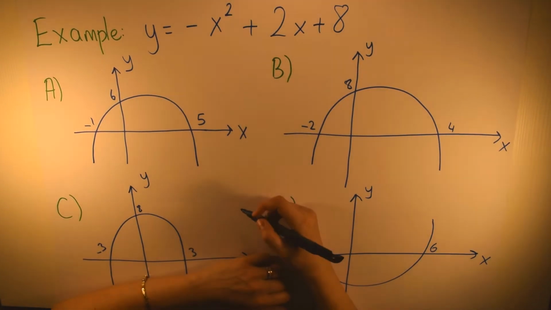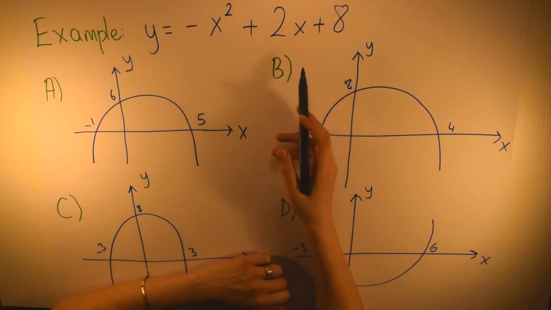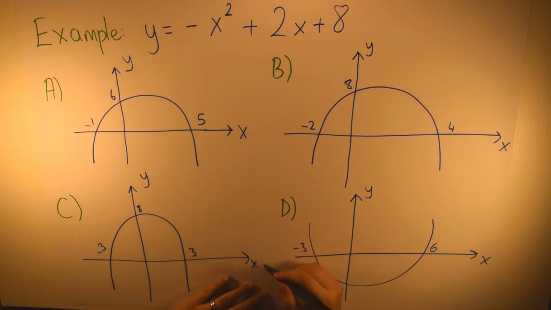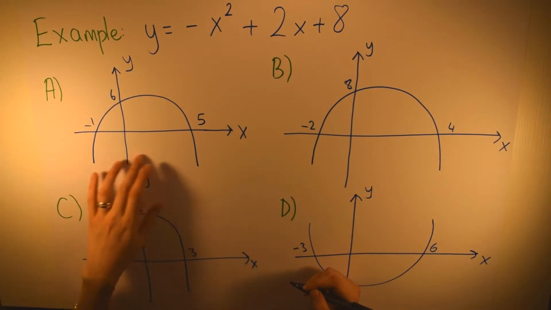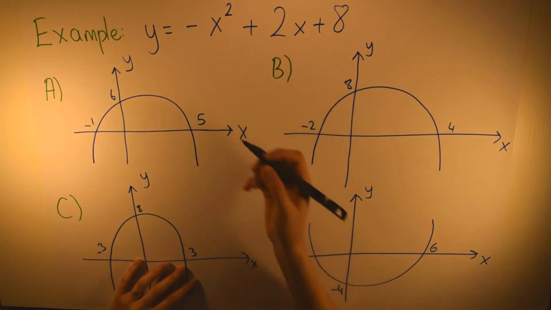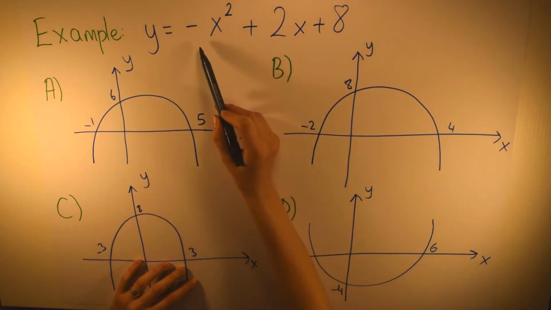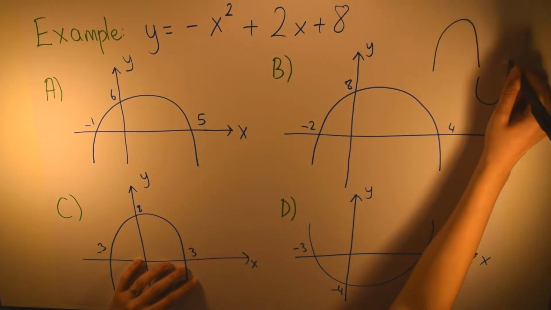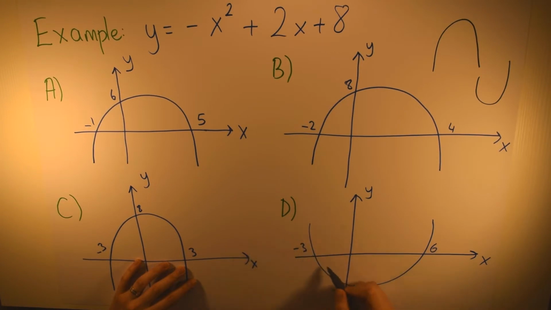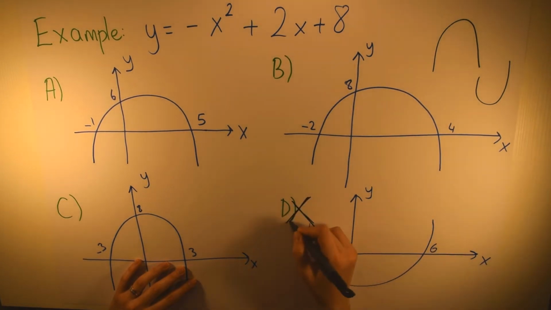In this example, we have y = -x² + 2x + 8, and these choices are given, and we will find the right one. We will find the right answer by using the elimination method, okay? So let's start with our quadratic equation here. We have -x², which means our value of a is negative, and that means our parabola has to be something like this. It cannot be something like this, okay? That's why we eliminate choice D here, because it has an upward curve. So we cancel choice D.